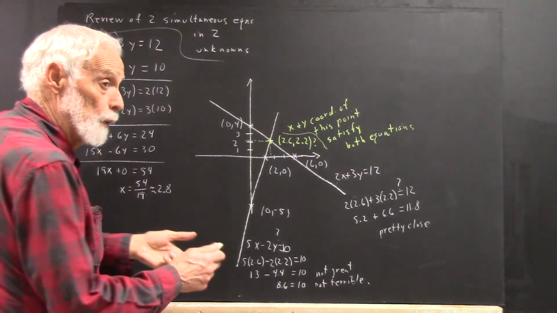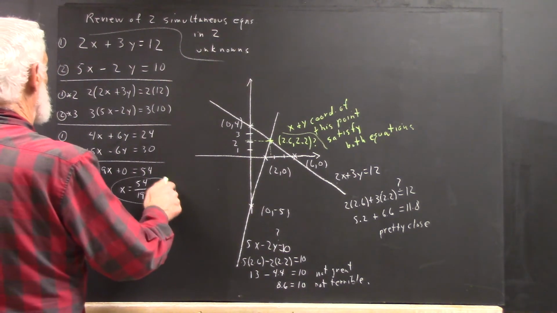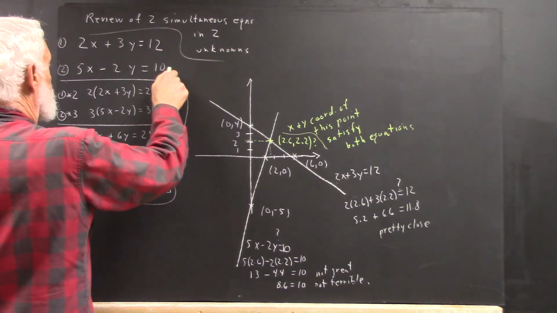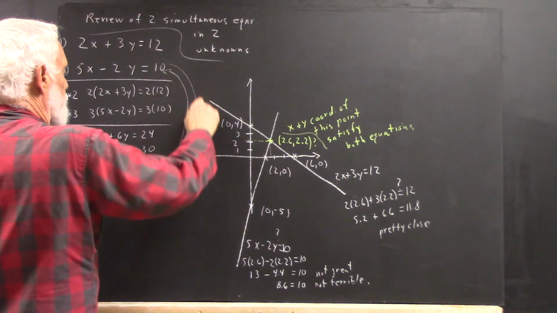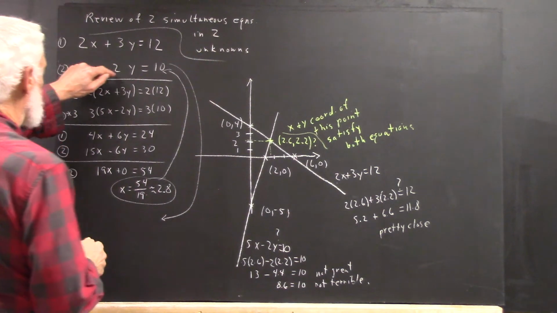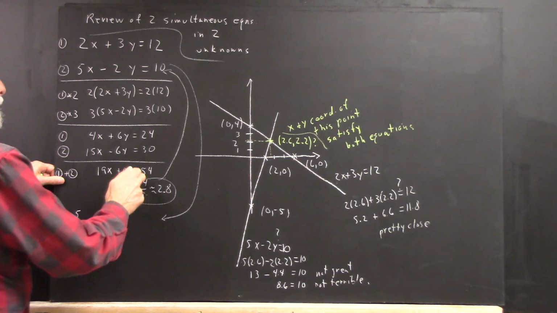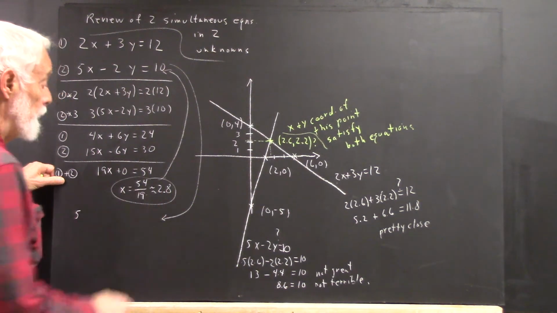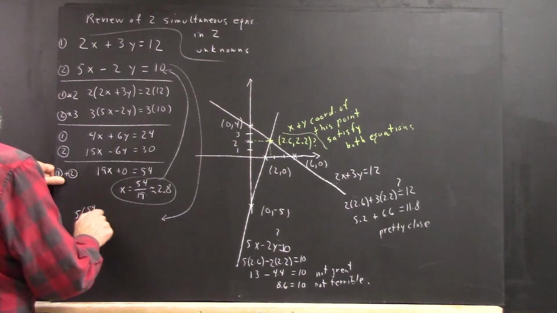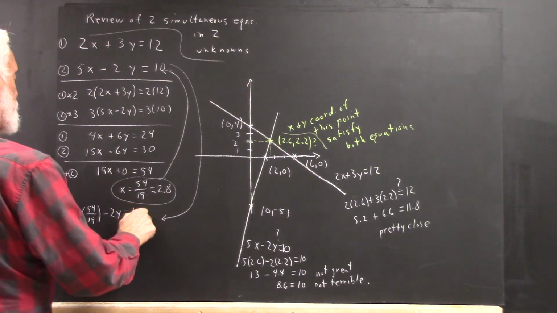Okay. Well, now we have to figure out what y is, so we take this value of x and we plug it into either of the two equations. So I'm going to bring it up here and plug it into the second equation, and that's going to give me an equation down here. Okay, 5x minus 2y equals 10. Now, I'm going to use the 54/19, not the 2.8, because that's clearly an approximation. We get 5 times 54/19 minus 2y equals 10.